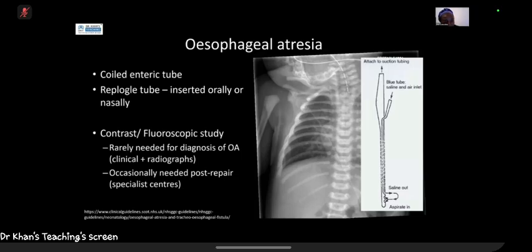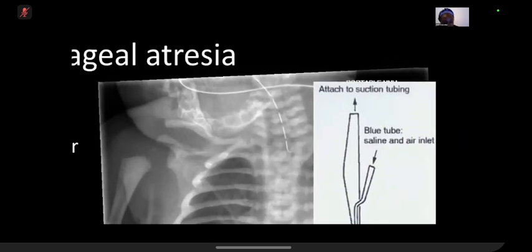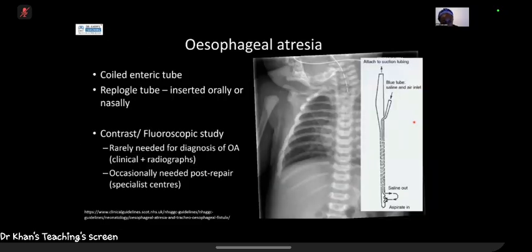So you can tell it's a Replogle tube because it's got the interrupted radio dense lines. So they're interrupted, so you've got a hole between them. And it means that they can aspirate, and also they can put saline in as well. So it's double lumen. So they can suction from it to drain the secretions that the child has swallowed. But they can also inject into it by putting some saline in. And the saline helps break up the secretion so that they can then aspirate them.